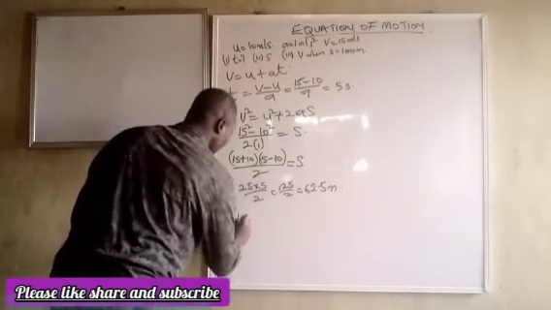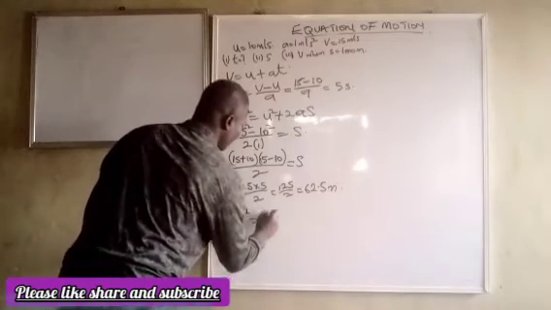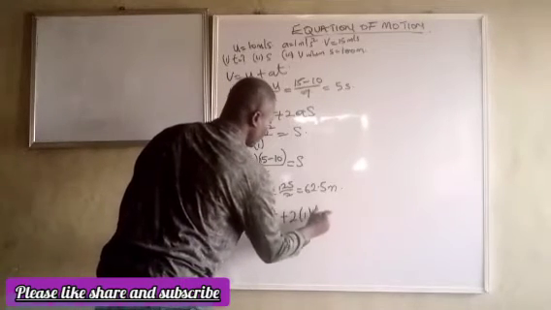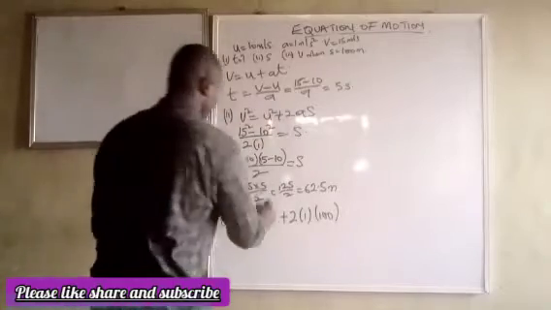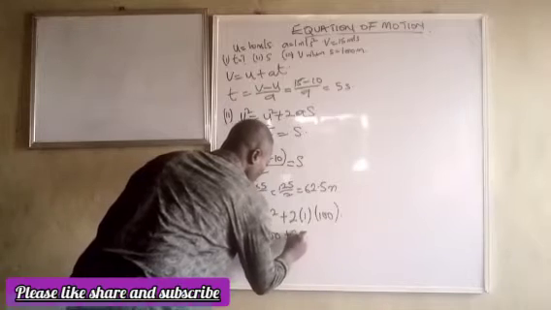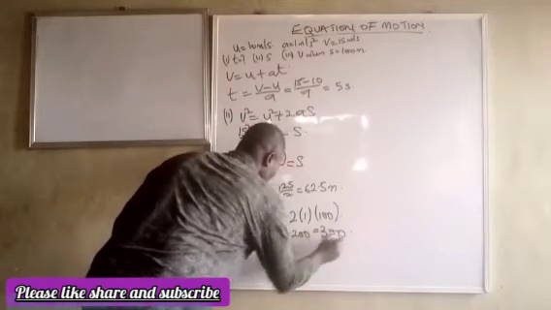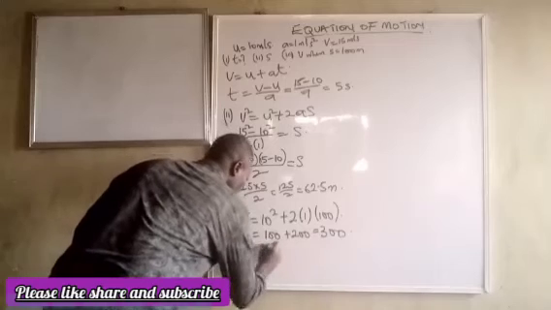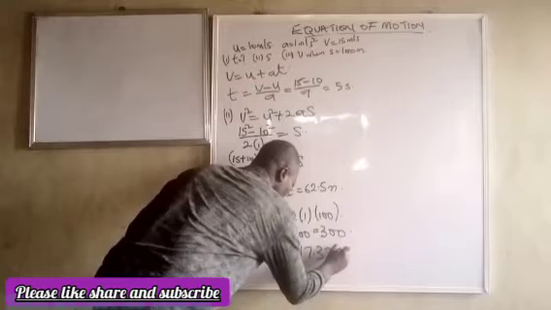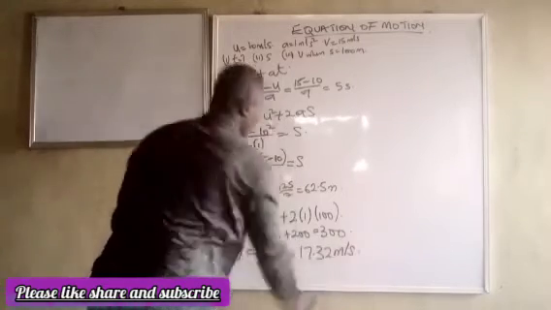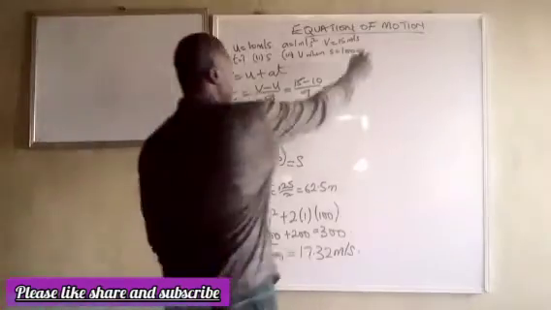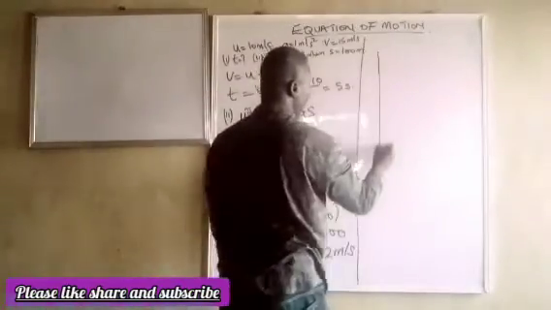So what does that give us? V squared is equal to 10 squared plus 2 into 1 into 100, which gives us 100 plus 200, 300. So V is equal to square root of 300, which is 17.32 meters per second. That is our velocity. Now, if we want to use velocity time graph, we draw it like this.